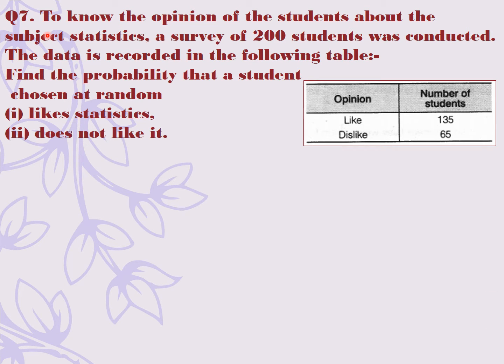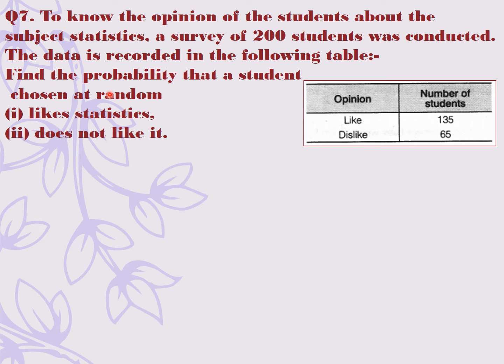For question number 7, to know the opinion of the students about the subject statistics, a survey of 200 students was conducted. So total number of students here is 200. The data is recorded in the following table. So here is the table where we have two columns. One is opinion about statistics, that is either someone likes or dislikes the subject, and the number of students doing so. So we can clearly see that 135 students like statistics and 65 students dislike statistics.